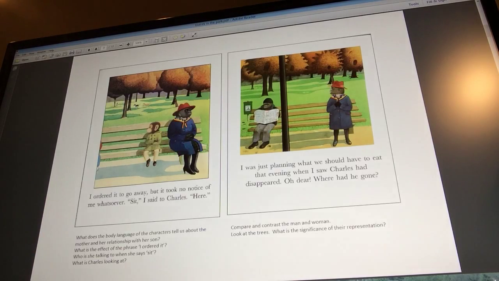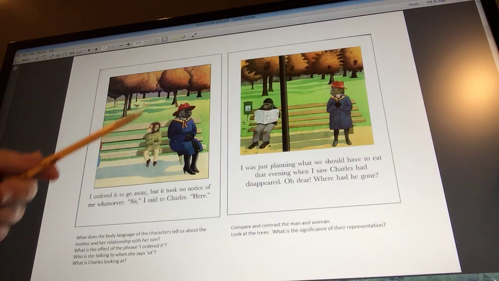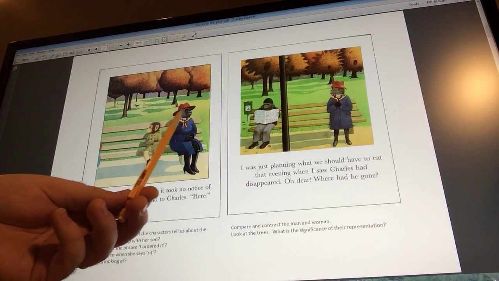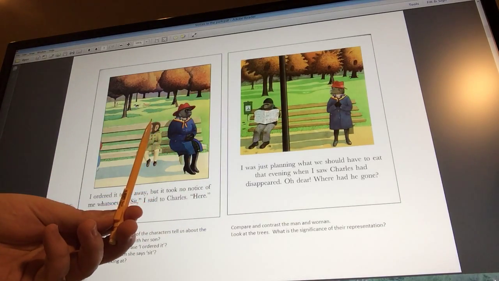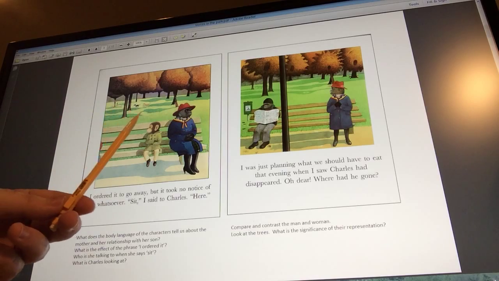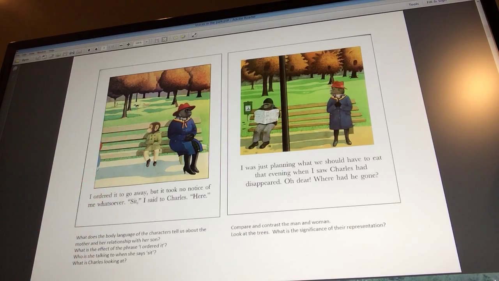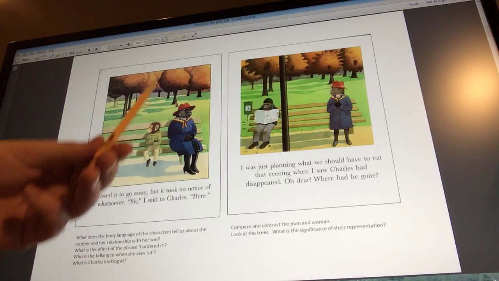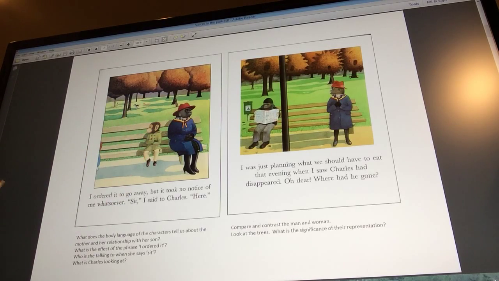So on this double page spread, we have a few questions as well. What does the body language of the characters tell us? So in terms of the design, we can see she's facing this way. Charles is facing this way. They're quite separated. She's very straight-backed and formal, legs together, hands clasped, and her eyes are closed. She's not really paying attention to what's going on around her. That tells us a great deal about what she's like.